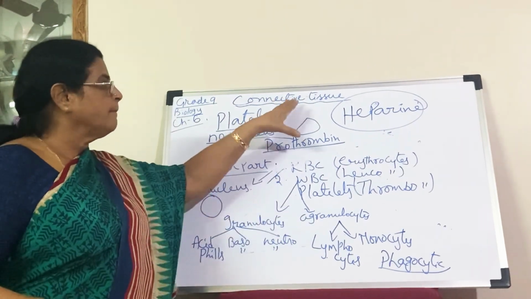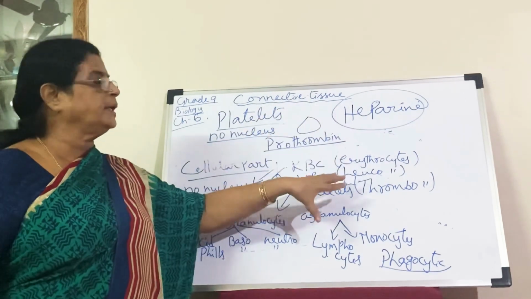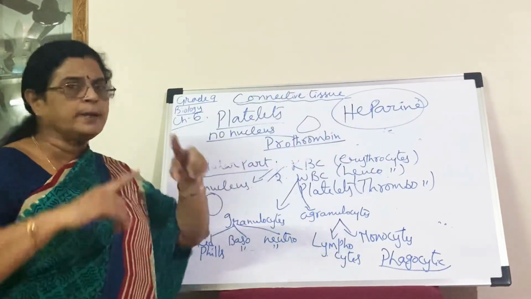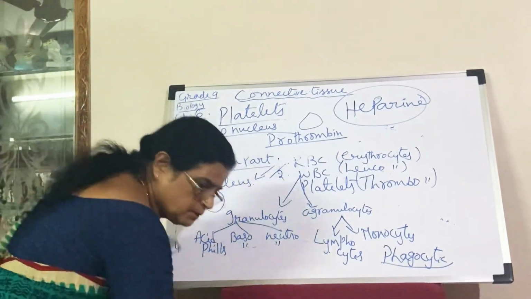So finally, blood is a fluid connective tissue, a very important connective tissue, where it is flowing throughout the body. Thank you.